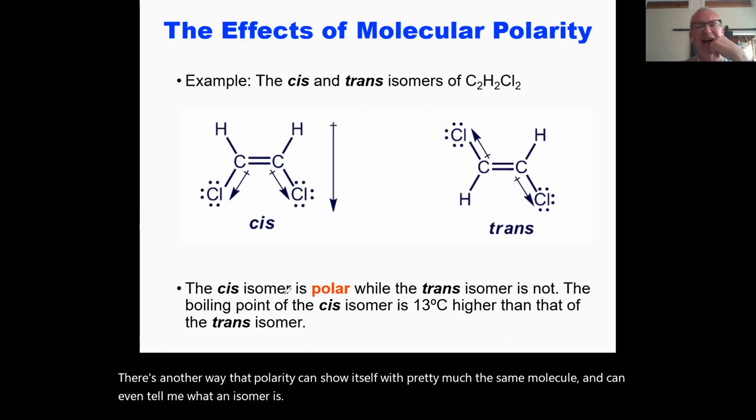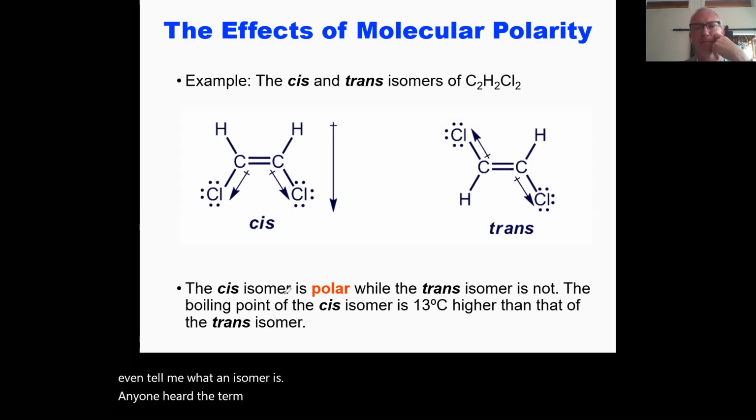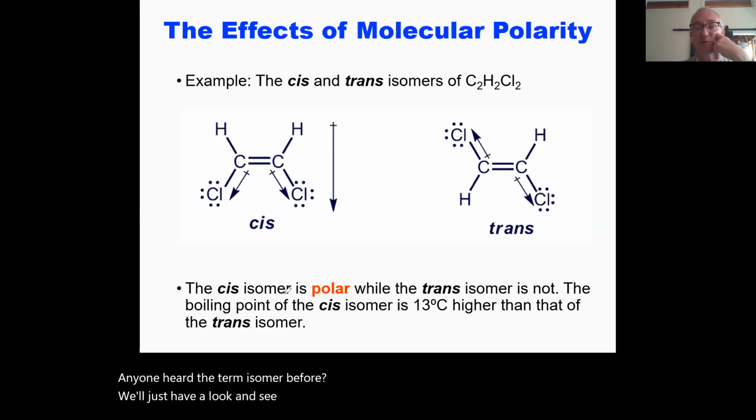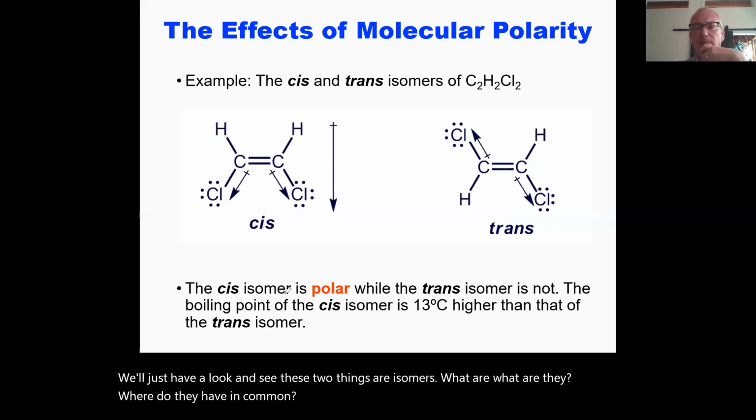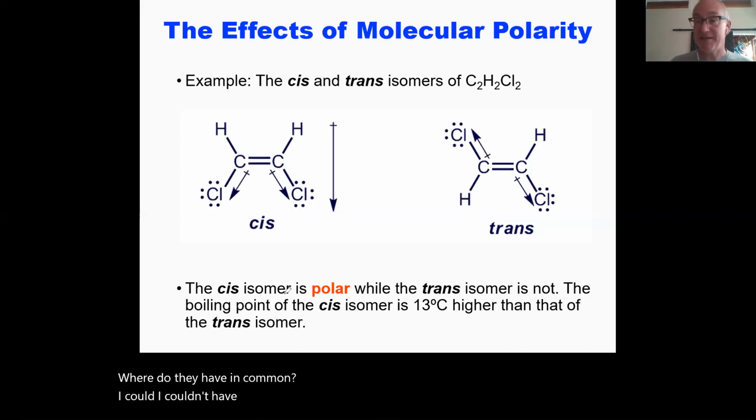Has anyone heard of the term isomer before? Well, just have a look and see, these two things are isomers. What do they have in common? Is it the same molecular formula, like a different structure? Yeah. I couldn't have said it better myself. Exactly.